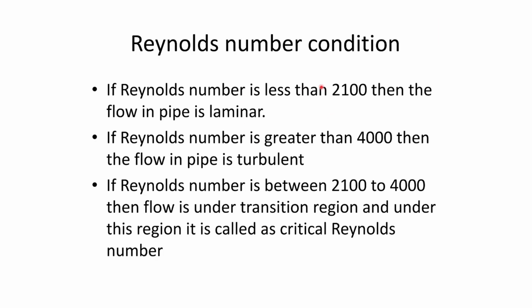With that said, if the Reynolds number is less than 2100, the flow in the pipe is said to be laminar. If the Reynolds number is greater than 4000, the flow in the pipe is turbulent. If the Reynolds number is between 2100 and 4000, the flow is in the transition region, and under this region it is called the critical Reynolds number.